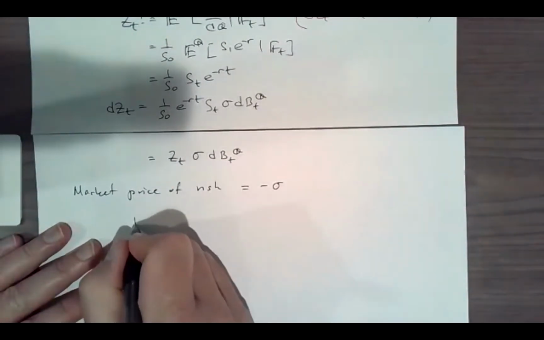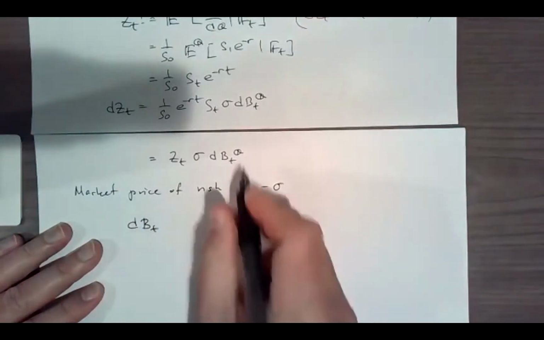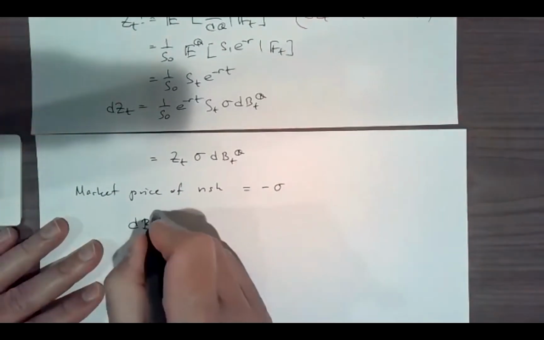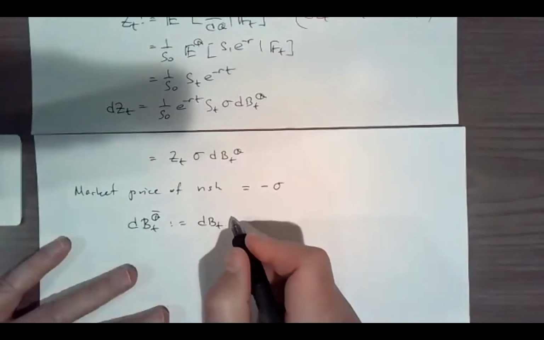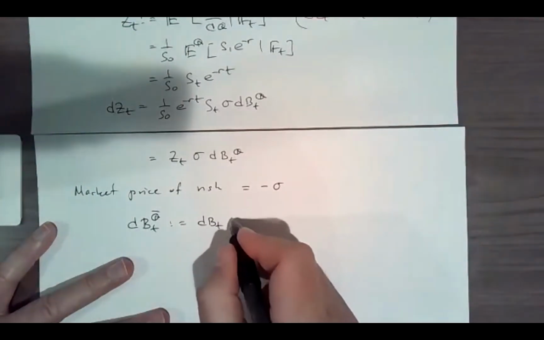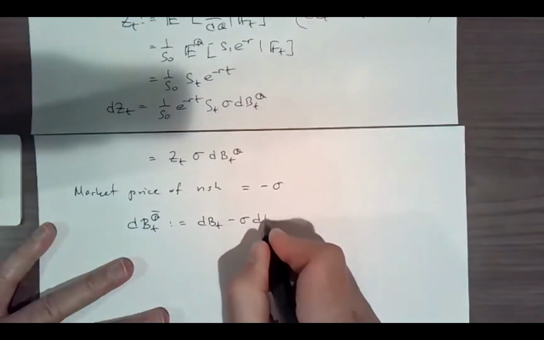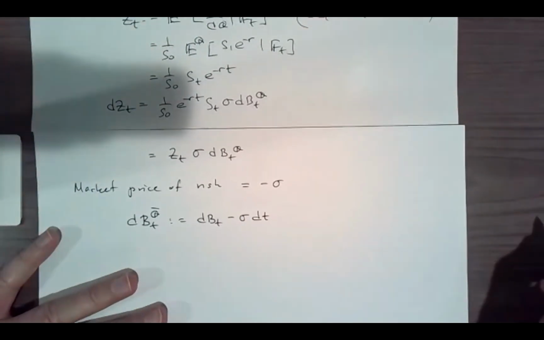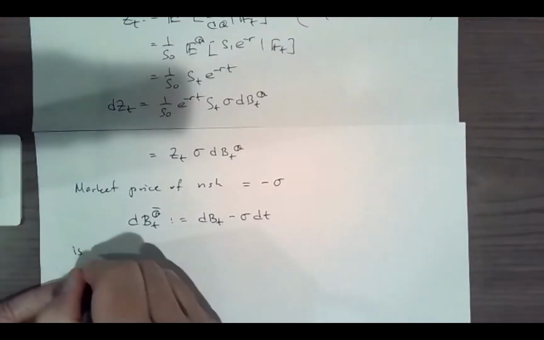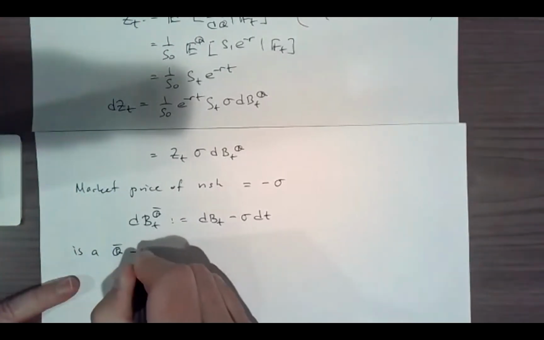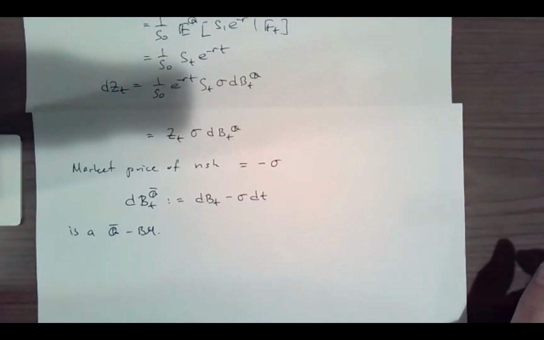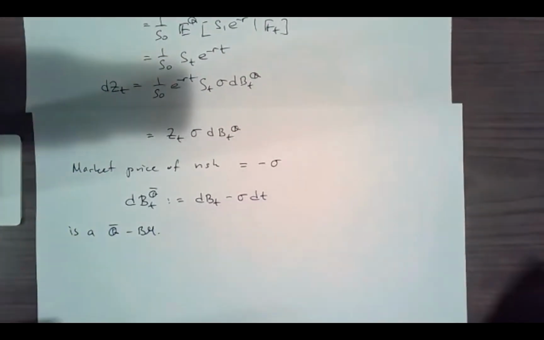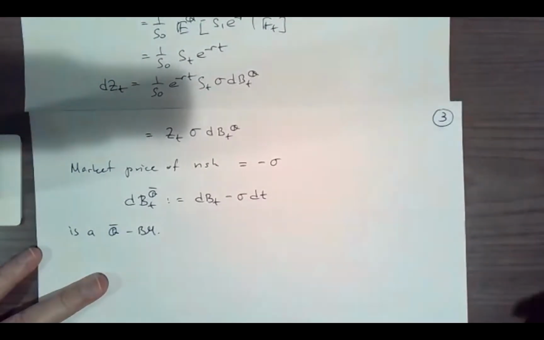And then Girsanov will tell us that a new Brownian motion is going to be given by the old one, plus the market price of risk. So that will be minus sigma dt. This is a Q bar Brownian motion. So now we're almost there.